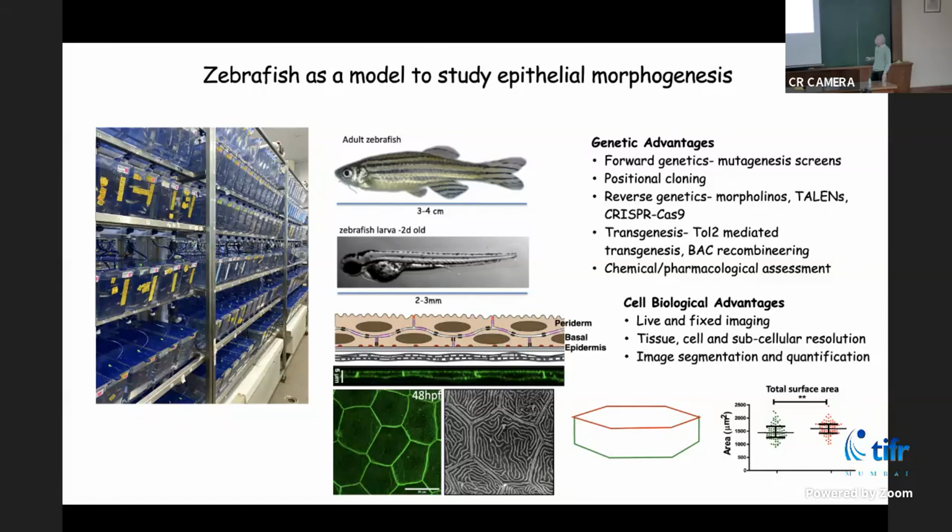And this epithelium is formed of 2 layers of epithelial cells. The outer layer is called the periderm, and the basal layer is, of course, called the basal epidermis. If you look at these cells from the top, they look like this. You see this honeycomb pattern. They're mostly polygonal. And here the outer cells are labeled using a membrane-tethered GFP, and that's why you see this green fluorescence here.